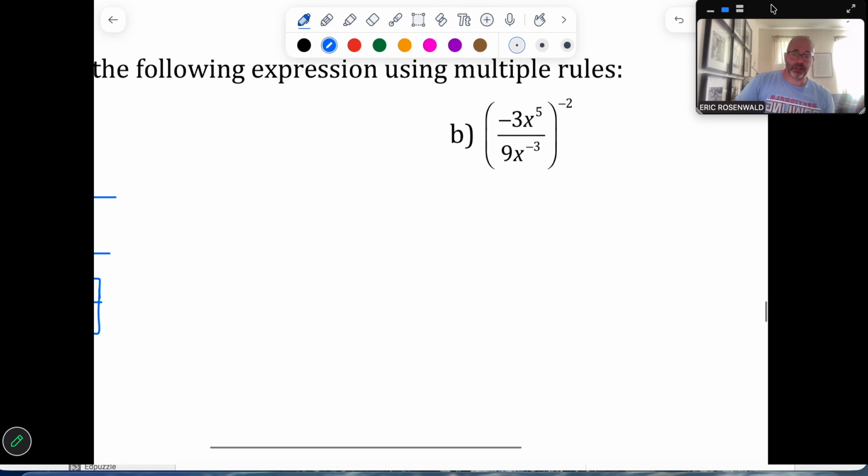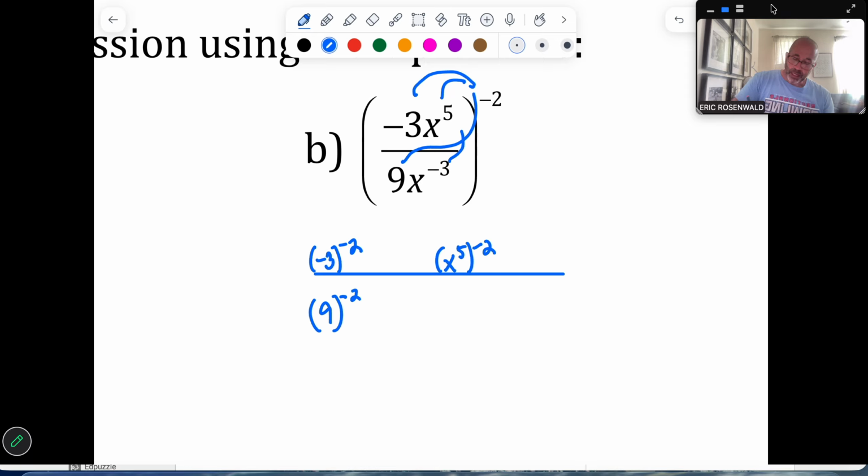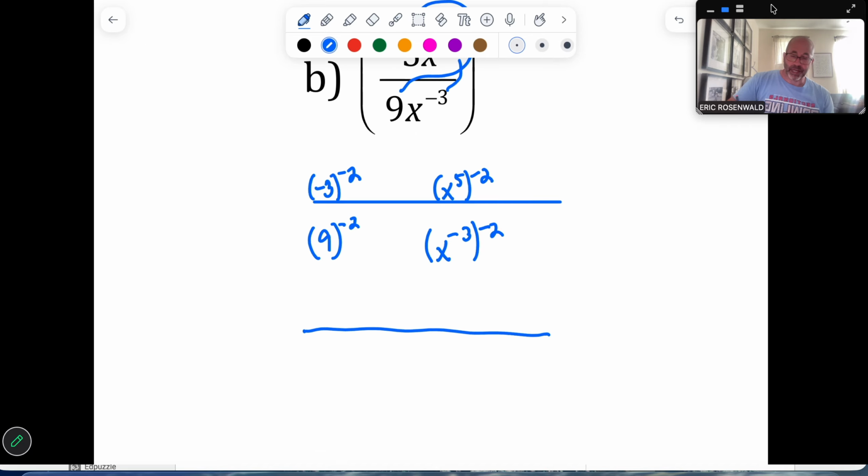All right, let's continue on. Negative exponents get distributed to everything in the parentheses, so it's going to go to everything in this problem here because it's all in parentheses. So we have a negative 3 to the negative 2, x to the 5th to the negative 2, 9 to the negative 2, and x to the negative 3 to the negative 2. All right, let's navigate these. Let's simplify these if we can. So negative 3 to the negative 2 doesn't simplify yet. X to the negative 10. 9 to the negative 2, x to the 6th.